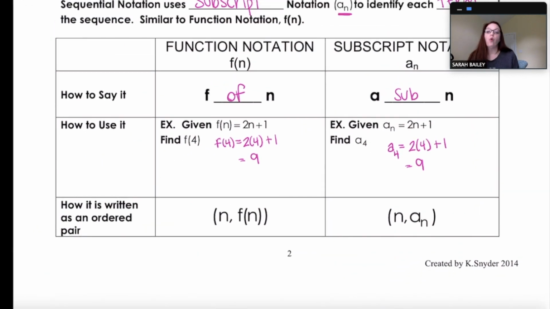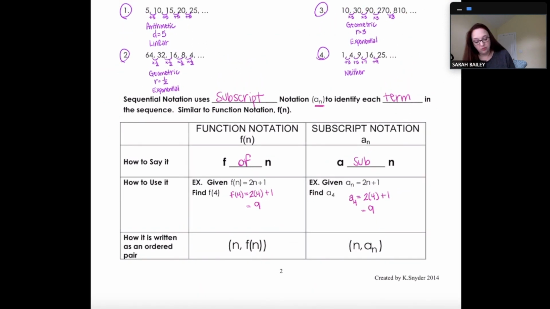And then as an ordered pair, if you're in function notation, your ordered pair is written as n comma f of n. That's the same as your x and y. And in subscript notation, your ordered pair is written n comma a sub n. And that's pretty much it. Okay, let's go to the next page.